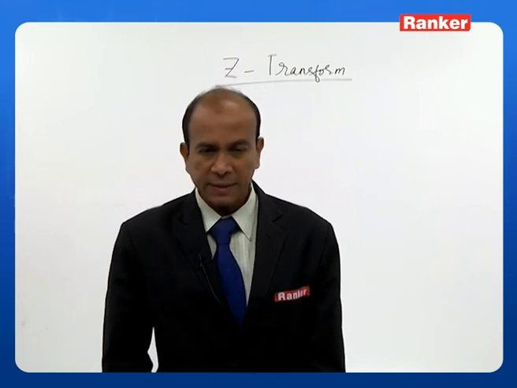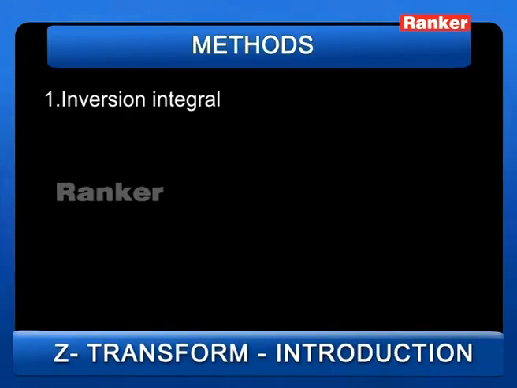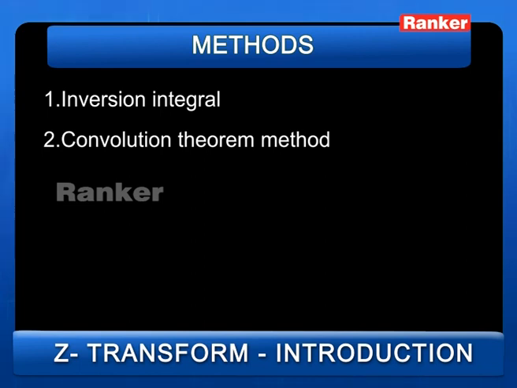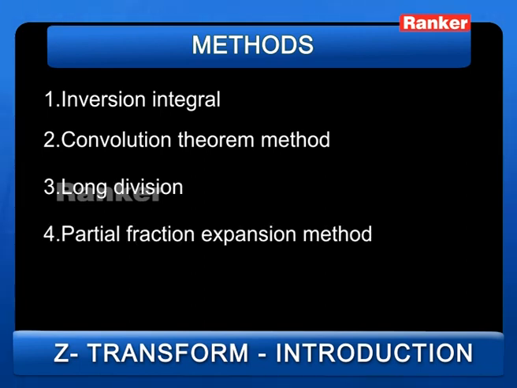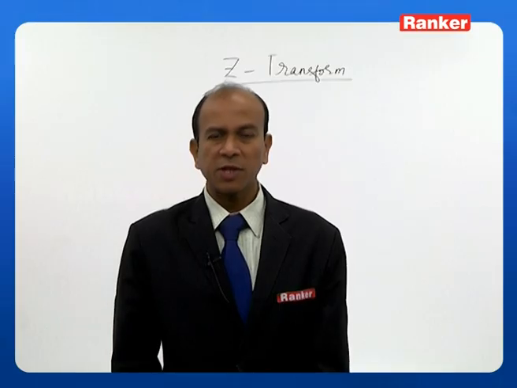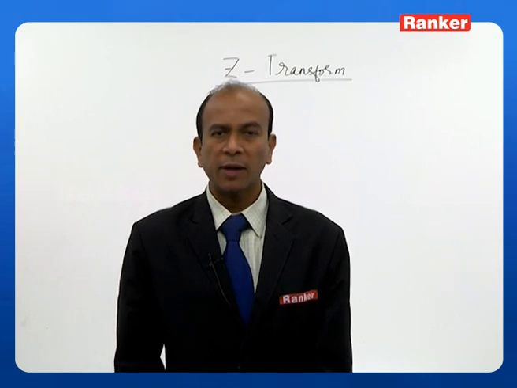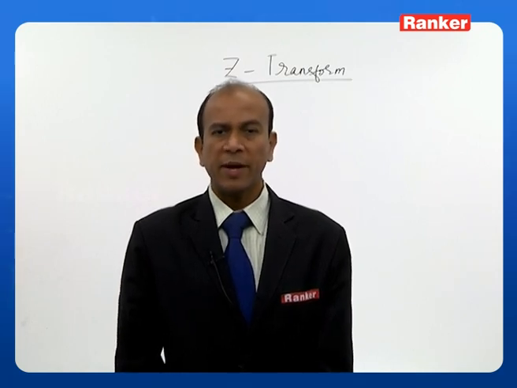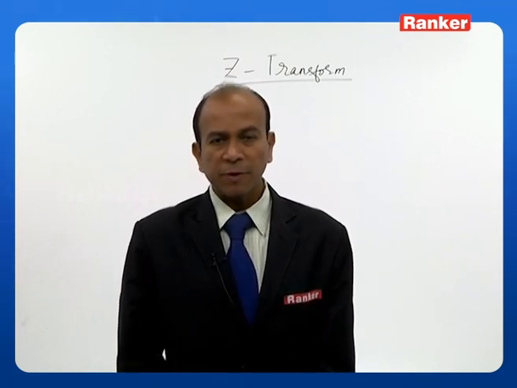The first one is called the inversion integral method. The second one is the convolution theorem method. Third is the long division method. And the fourth one, the most popular one, is the partial fraction expansion method. All these methods are used to calculate the inverse z transform based on the type of equation given.